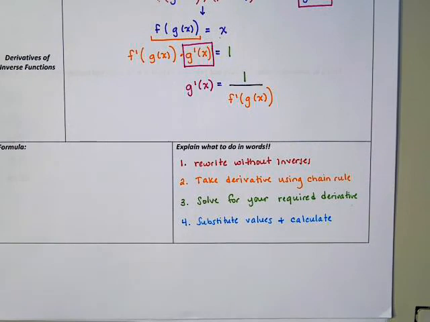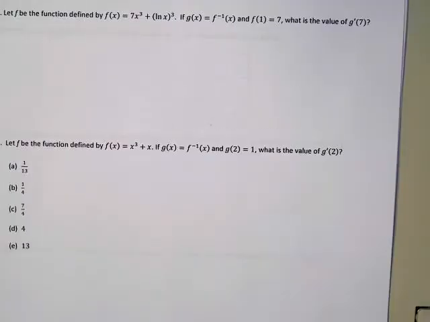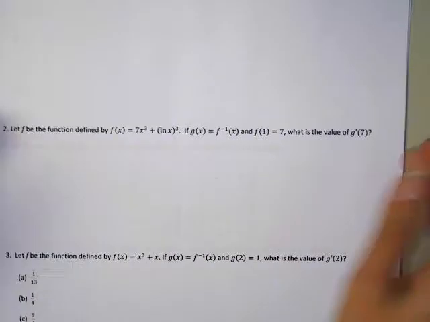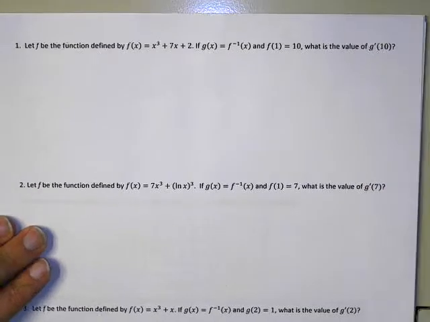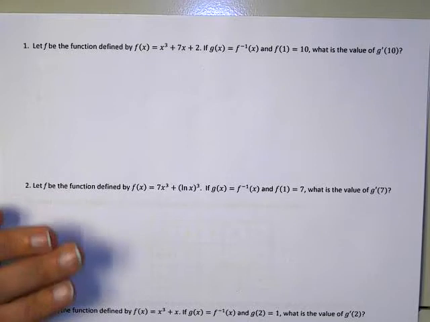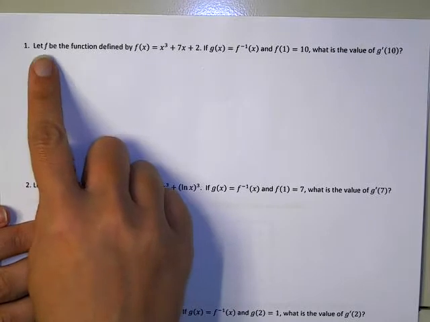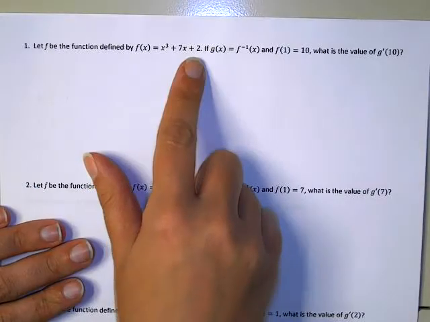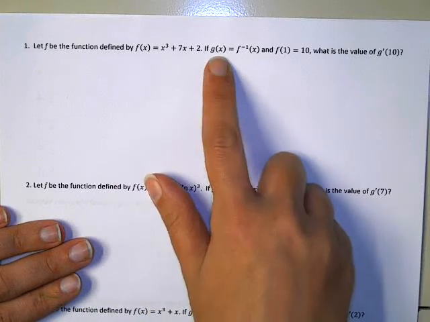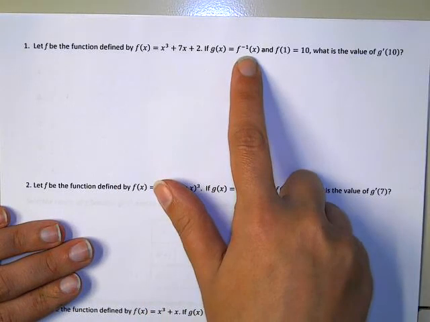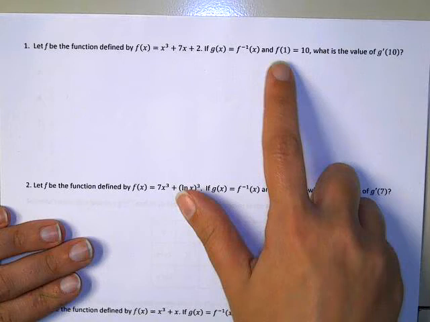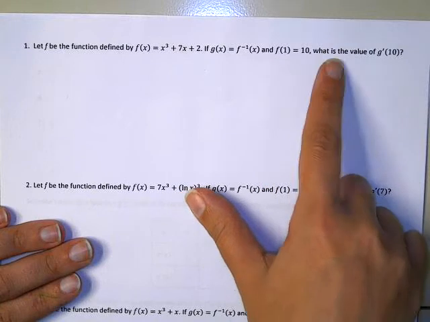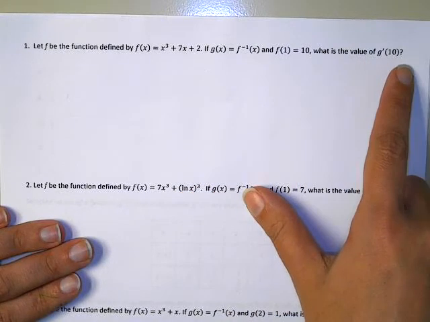So let's take a look at what this looks like, how the problems are worded, and how you're going to do the problems. On the next page, this is a very typical word problem that is part of the multiple choice part or the free response part of the AP test. It says, let f be the function defined here. So we know f. If g is equal to the inverse of f and f of 1 equals 10, what is the value of g prime of 10?